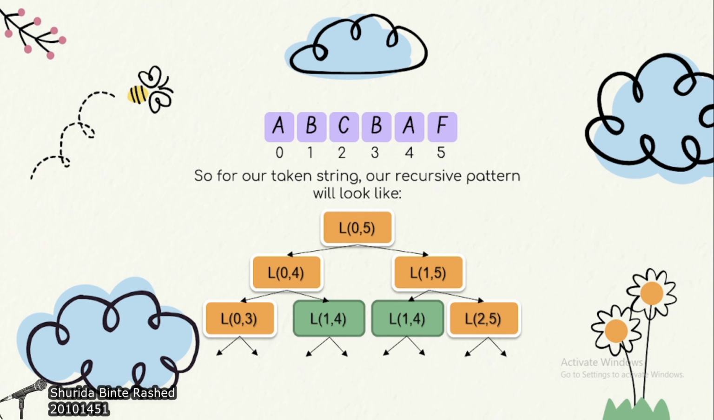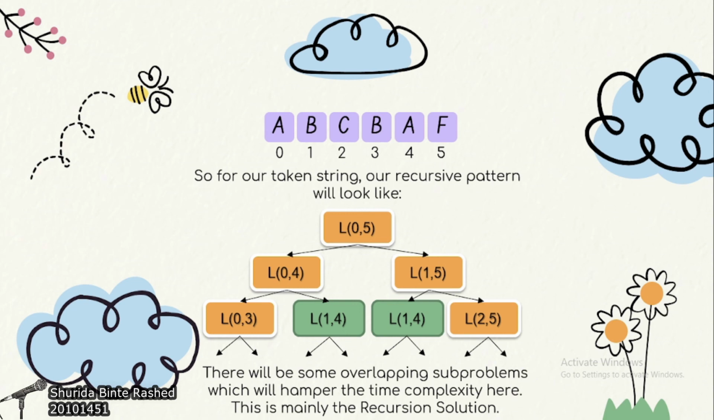Now, if we look closely, we can see that there are overlapping subproblems. Here, we need to do the L(1,4) twice. If we continue the recursive pattern, we will see more overlapping problems. So consequently, it will hamper the time complexity. Therefore, solving our problem with DP will be more efficient, as the overlapping subproblems need not be solved again and again. That's why its time complexity is big O of n squared.